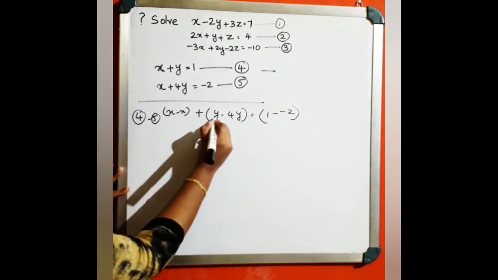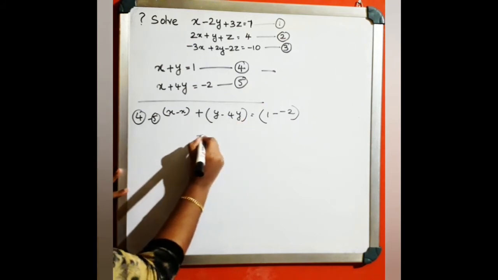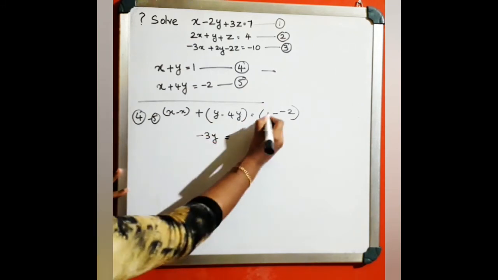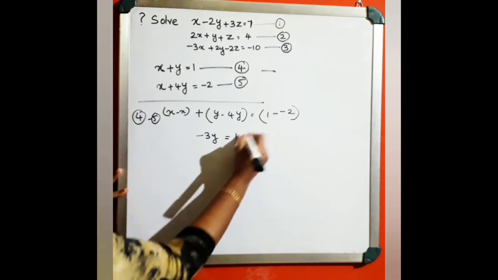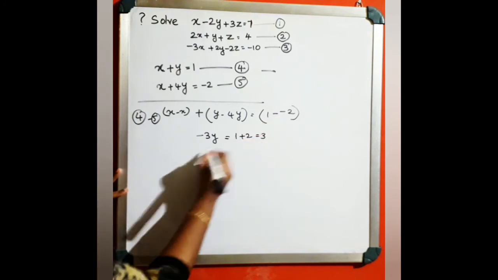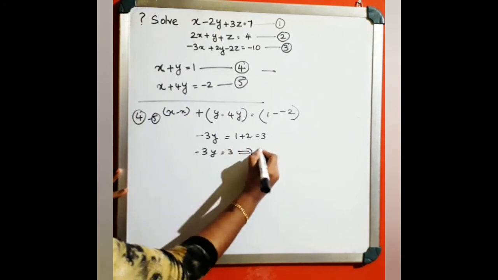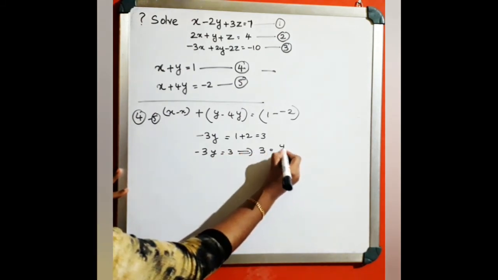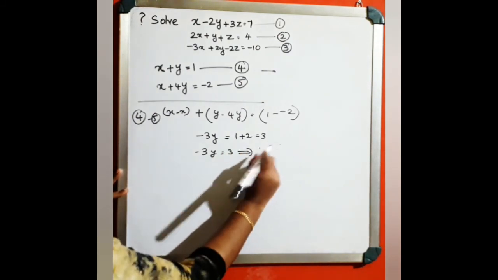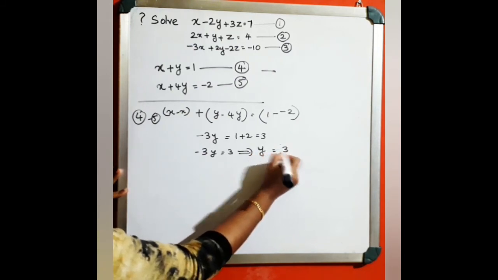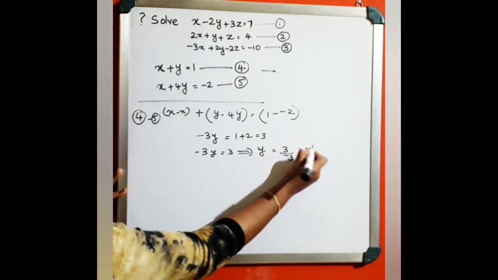X minus x is 0. Y minus 4y is minus 3y and 1 plus 2 is 3. So, minus 3y equal to 3 implies y equal to 3 by minus 3, that is minus 1.